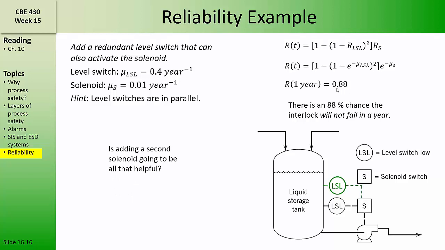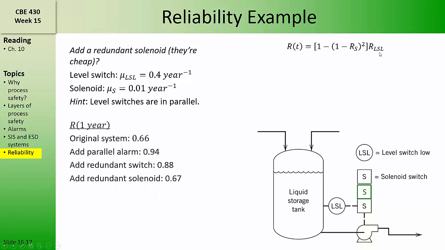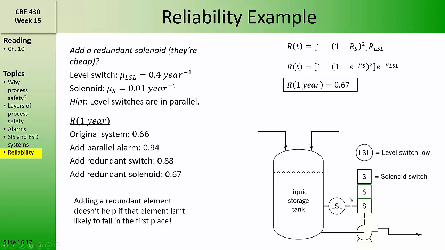Now, what do you think will happen if instead of adding a redundant low-level switch, we add a redundant solenoid? After all, the solenoid is very reliable. To compute the reliability of this system, where instead of having two level switches in parallel, we now have two solenoids in parallel that both rely on the same level switch, we need to first calculate the reliability of the two solenoids in parallel, which is 1 minus the reliability of the solenoid squared, and then multiply that by the reliability of the low-level switch. We find out that the reliability of this new system is now 0.67.